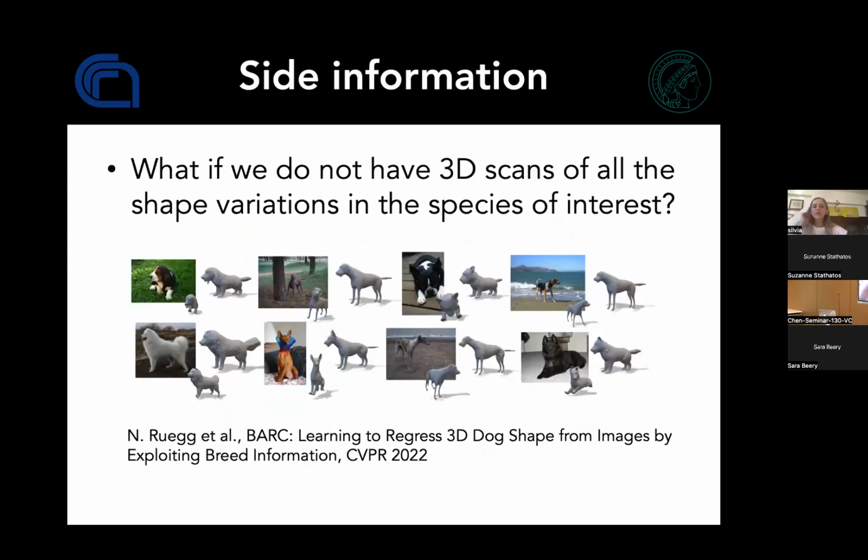But what if you don't have the 3D scans of the shape variations in the species of interest? So this is a recent work from Nadine Rüegg. She presented this at CVPR this year, and it's called BARC: Learning to Regress 3D Dog Shape from Images by Exploiting Breed Information. And you see some of the results of this method, which in terms of shape reconstruction is clearly better than the previous state of the art.